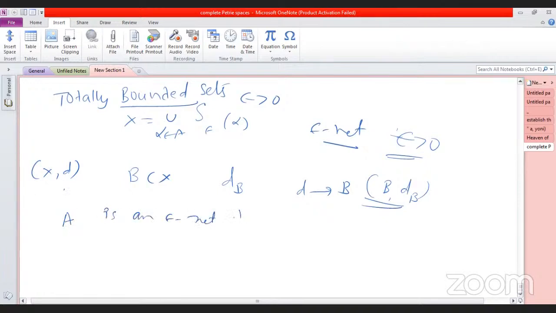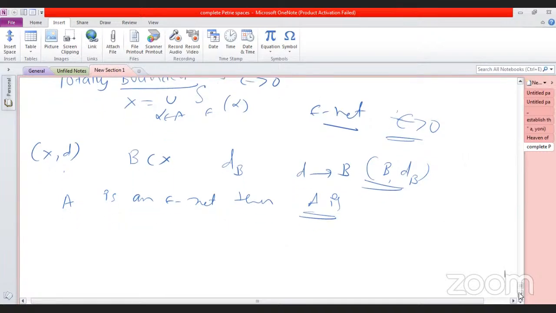So then, when A is an epsilon net, what does A become? It is finite and bounded. When finite, is it bounded? Yes, it is.